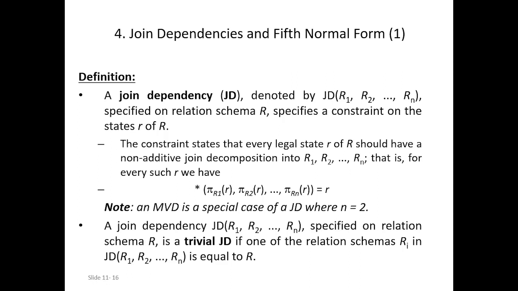So a join dependency JD of R1, R2, etc., Rn specified on relation schema R is a trivial JD if one of the relation schemas Ri in the JD of R1, etc., Rn is equal to capital R. That is what it says. It is trivial when one of the relation schemas Ri is equal to R.